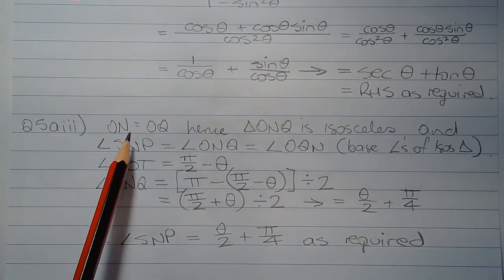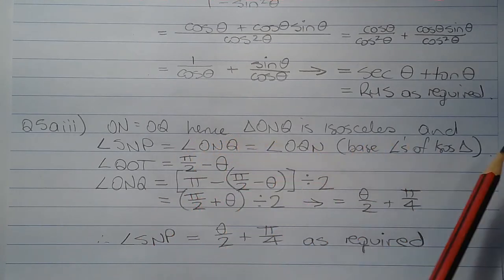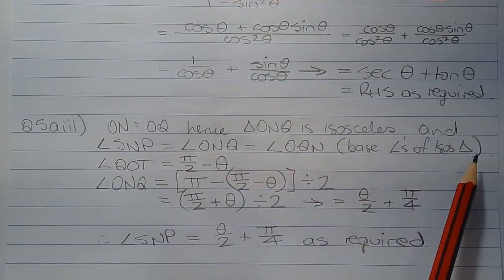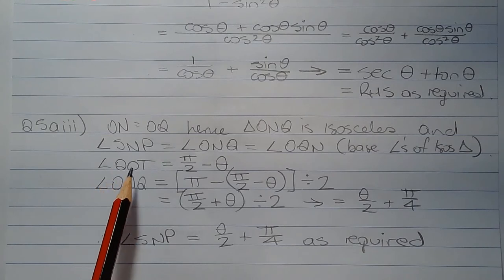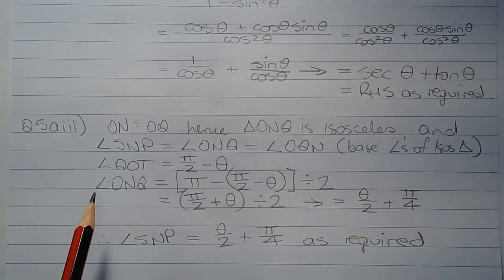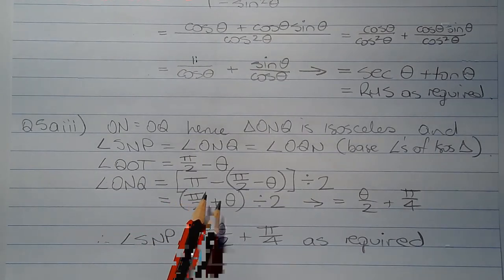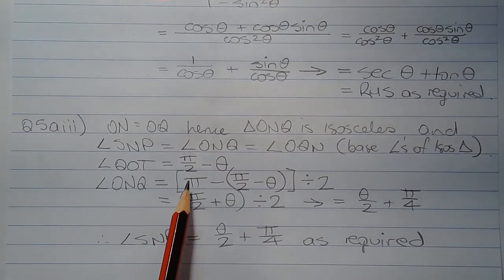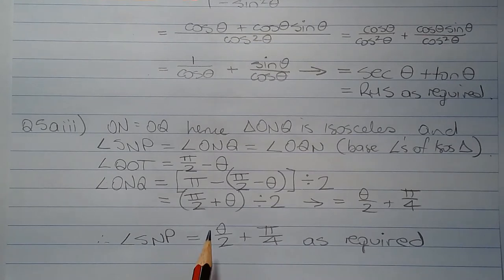Noting this down, ON equals OQ, hence triangle ONQ is isosceles, and angle SNP equals angle ONQ equals angle OQN, which are the base angles of the isosceles triangle. Angle QOT, which is the apex of the isosceles triangle, is equal to pi over 2 minus theta. Hence, angle ONQ, which is one of the base angles of the isosceles triangle, is equal to pi minus (pi over 2 minus theta) divided by 2, which equals pi over 2 plus theta divided by 2, which equals theta over 2 plus pi over 4. Therefore, angle SNP is equal to theta over 2 plus pi over 4 as required.